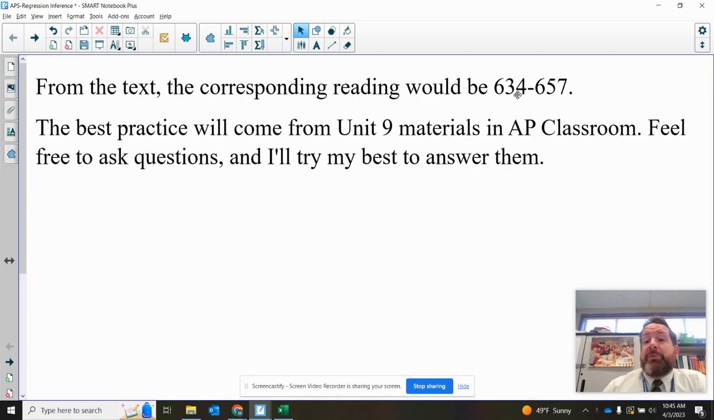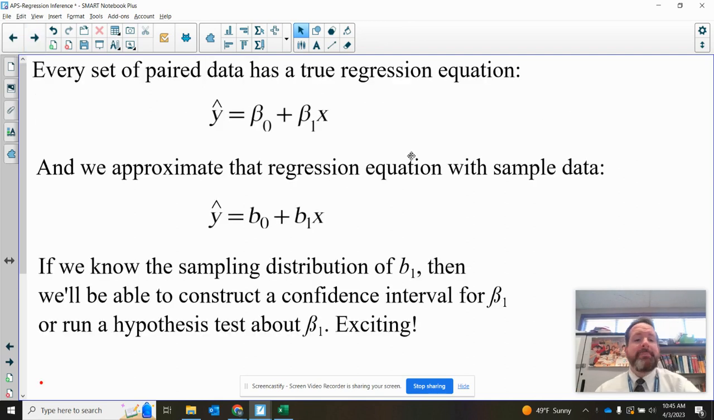The reading that you would want to do from your text to match up with our discussion comes from those pages, but honestly, the best place to look is going to be AP Classroom, focusing on Unit 9. It's been assigned to you, so you can look at it there if you wish, and there's lots of good questions.